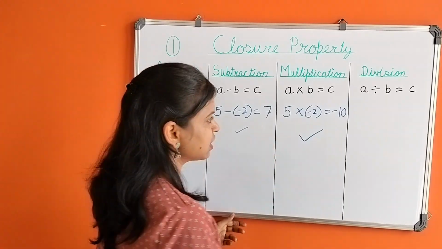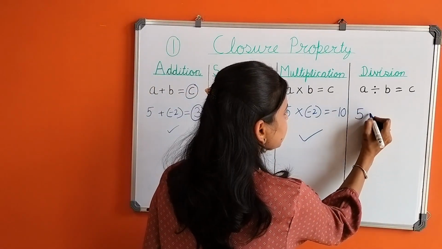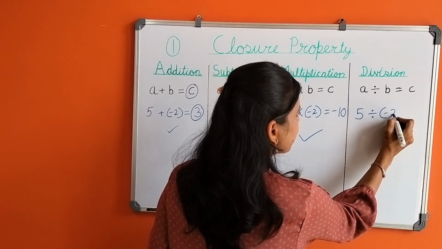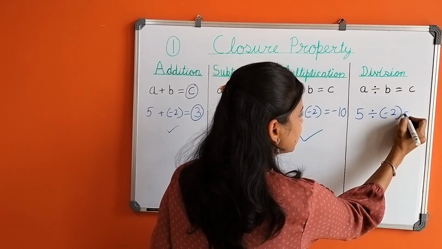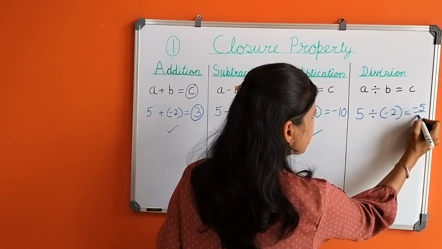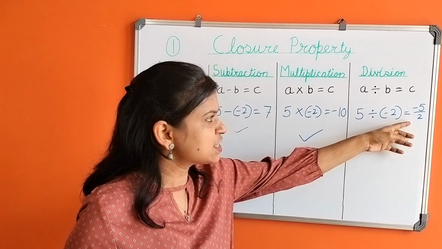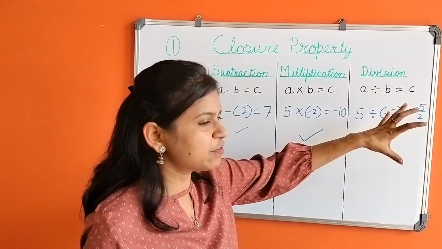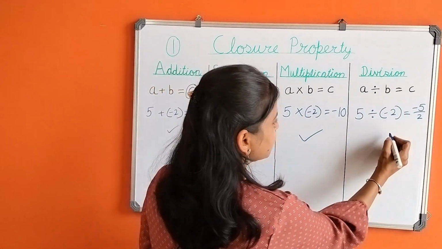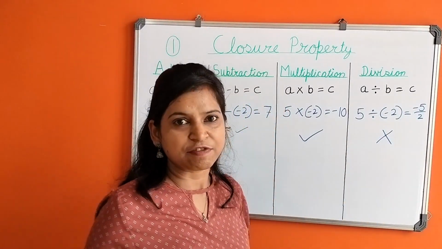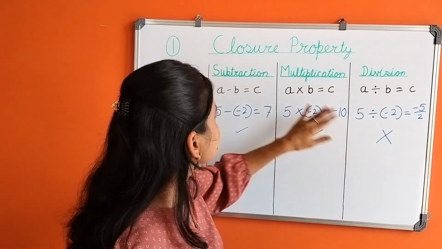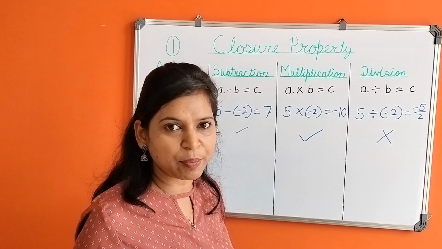Now for division, 5 divided by minus 2 is minus 5 upon 2. This is not fully divided, meaning we will get the answer in fractions. So that is not an integer. A fraction is not an integer. So division does not come under the closure property.